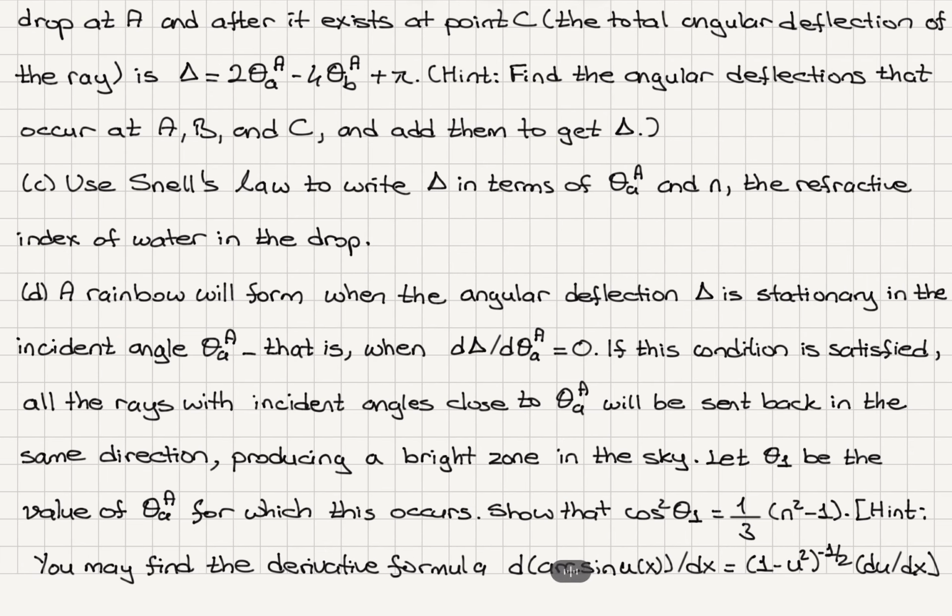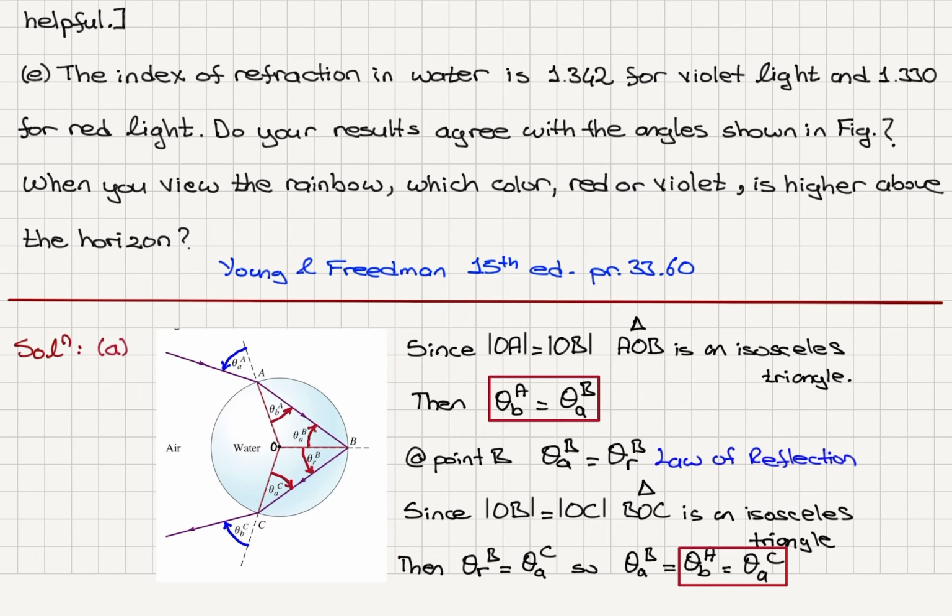So let's move on to part C. Use Snell's law to write delta in terms of the angle of incidence at point A and the index of refraction n of the water in the drop. Now Snell's law at point A: 1 times sine theta A, the angle of incidence at point A, is equal to n, the index of refraction of water, times sine theta B, the angle of refraction at point A.